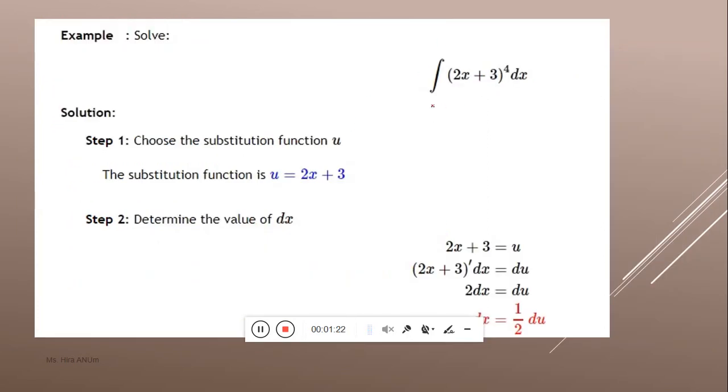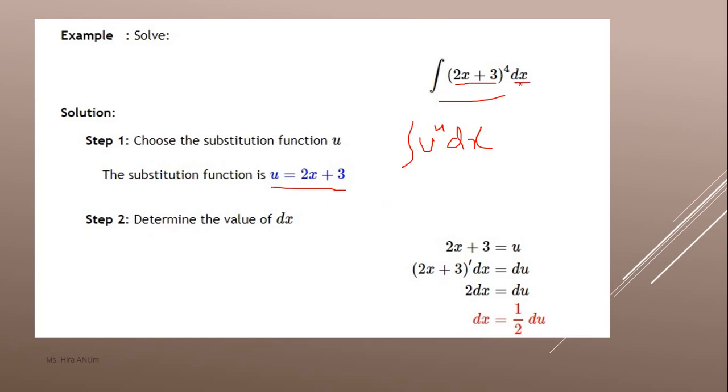So we have a function, the integral of (2x plus 3) whole power 4. Taking integration of this function, put u equals 2x plus 3. So our function becomes the integral of u power 4 dx. When we let something, we take the derivative of this because we can put dx into du. So we have to find this value.